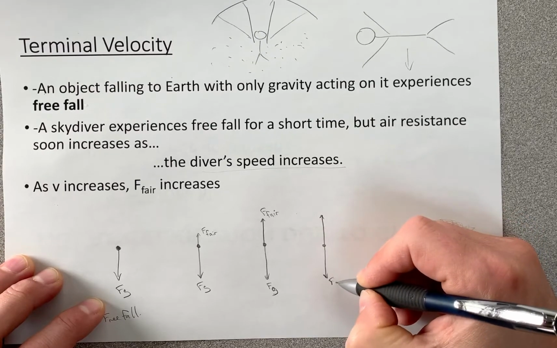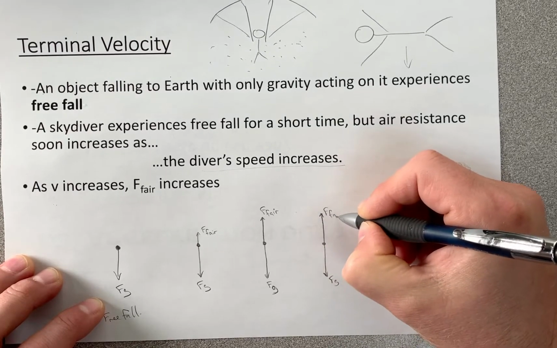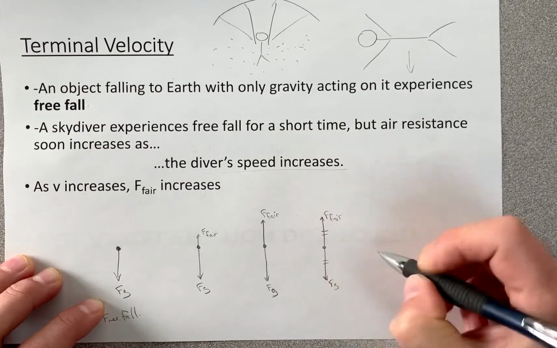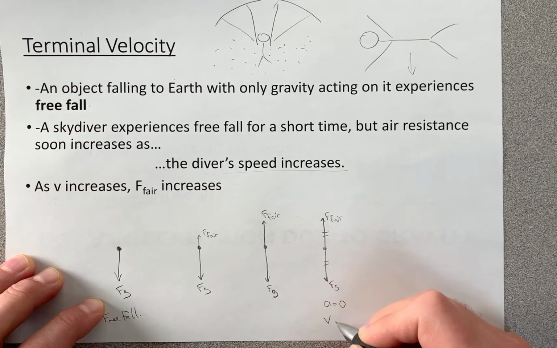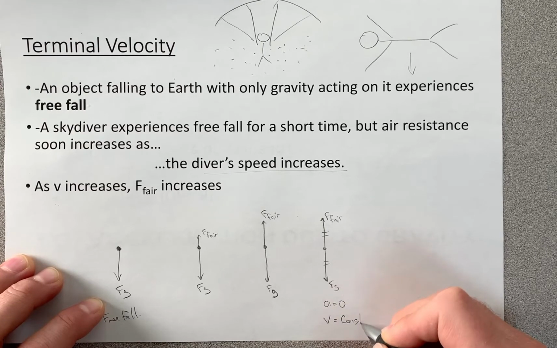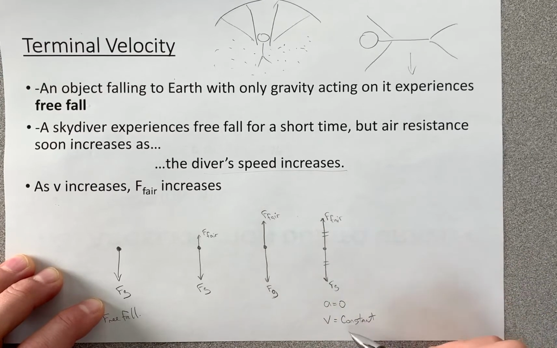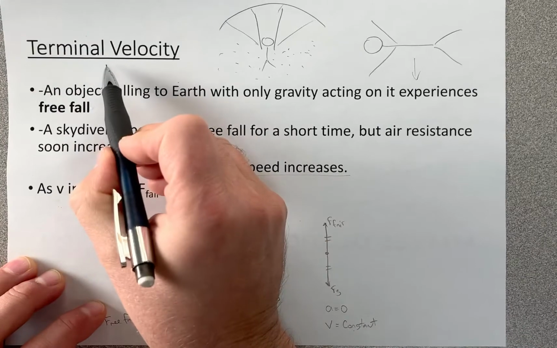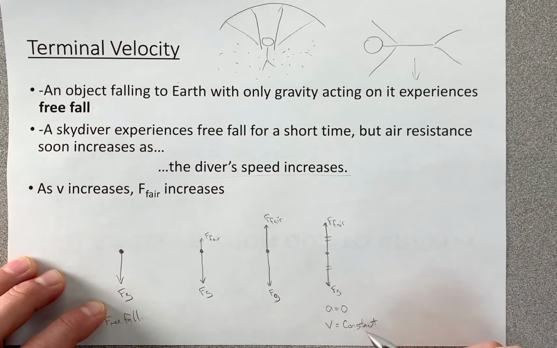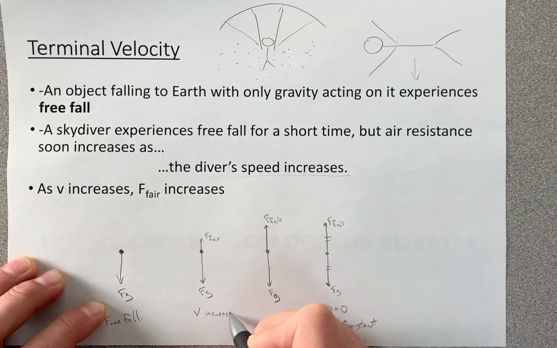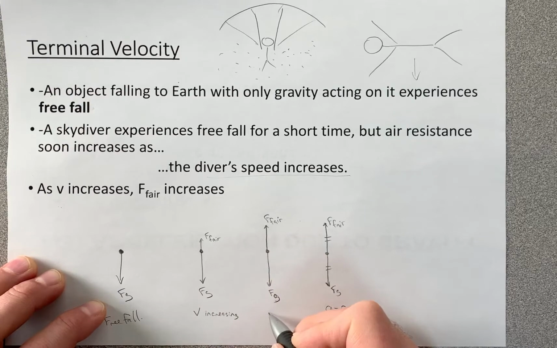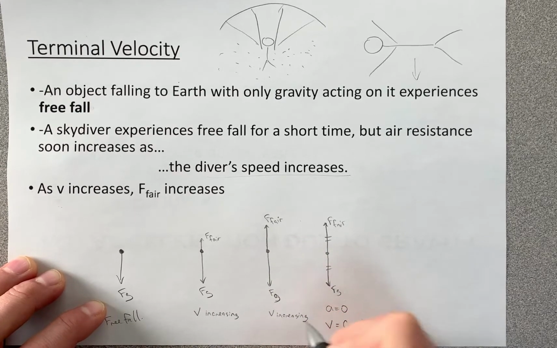And eventually, air resistance gets so big that it is equal to gravity. When that happens, acceleration becomes zero, your speed becomes constant. That speed or velocity is what we call terminal velocity. What it means is your speed is no longer increasing. So here, V is still increasing. There's still an acceleration. Here, V is still increasing. Not as much acceleration, but there's still acceleration.